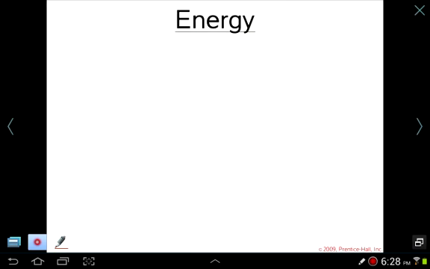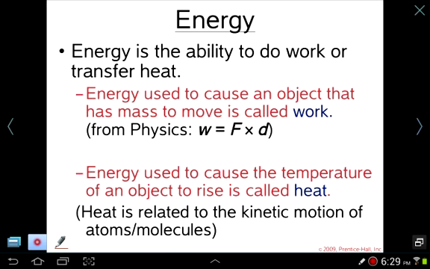In order to talk about heat, and because heat is a form of energy, we'll have to say a few things about energy in general, and specifically about two forms of energy, work and heat. It turns out that chemical reactions can actually absorb or release work, if you could think of it that way, and heat, these two forms of energy.